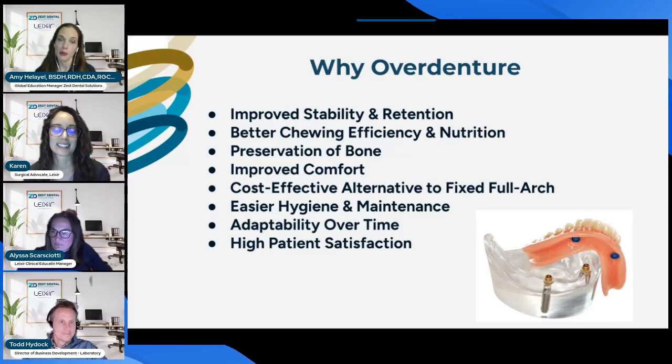And then again, high patient satisfaction. We find that patients, the minute you give them that overdenture, you are changing that quality of life. And I've been in hundreds of cases where these patients are extremely, extremely happy to just have 2 implants retaining that denture, and what an amazing process this is for the patients.